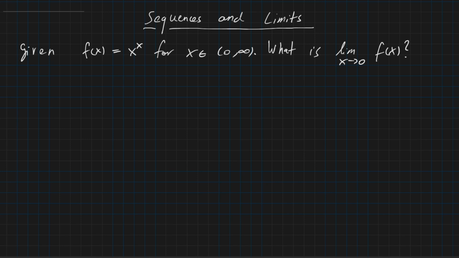Today we are looking into a very interesting function, namely x to the power of x, where x is a positive real number, and we are asking ourselves what the limit of this function is if x tends to 0. This is really interesting because if x tends to 0, we have some term of the form 0 to the power of 0, and it's really interesting to see what the limit is here actually.